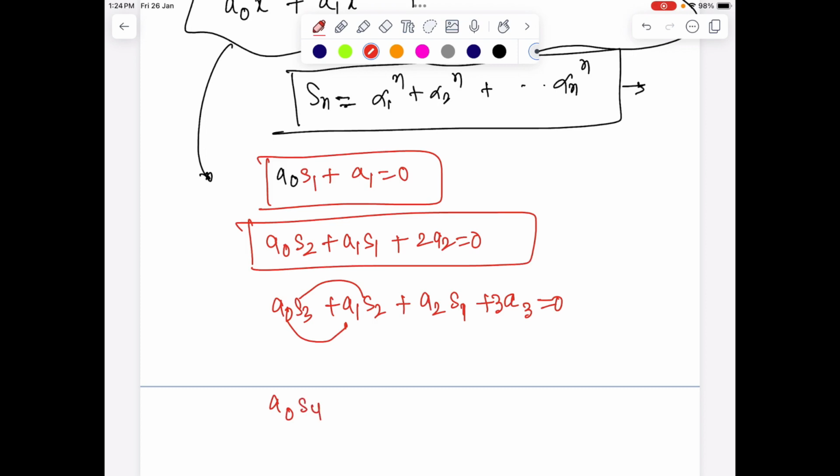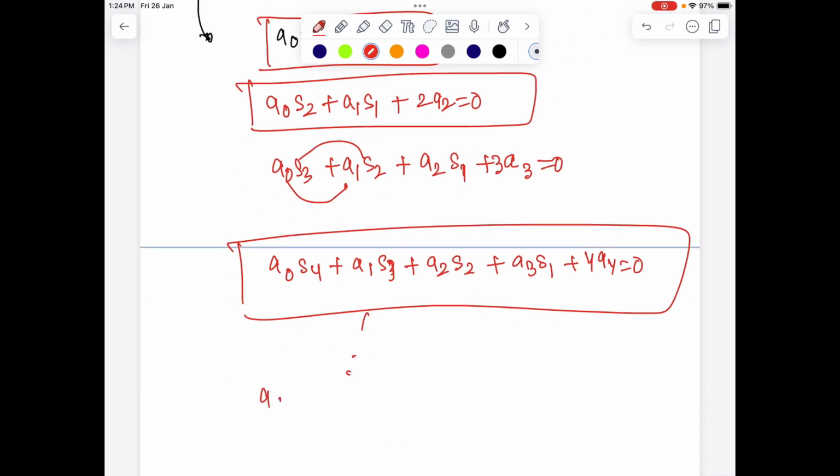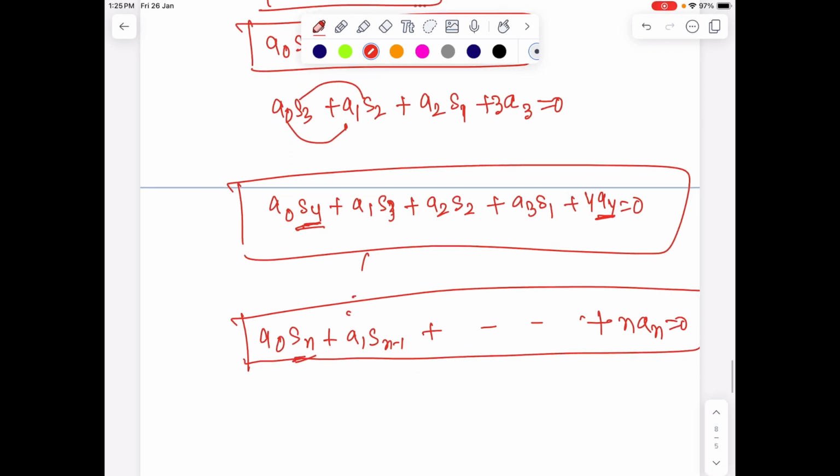Then we have a naught s4 plus a1 s3 plus a2 s2 plus a3 s1 plus 4a4 equals 0, and so on and so forth. So this pattern will hold till n. So a naught sn plus a1 s(n minus 1) and so on. Starting with n, we'll get n an equals 0. Clear? After this, we'll have a new pattern.